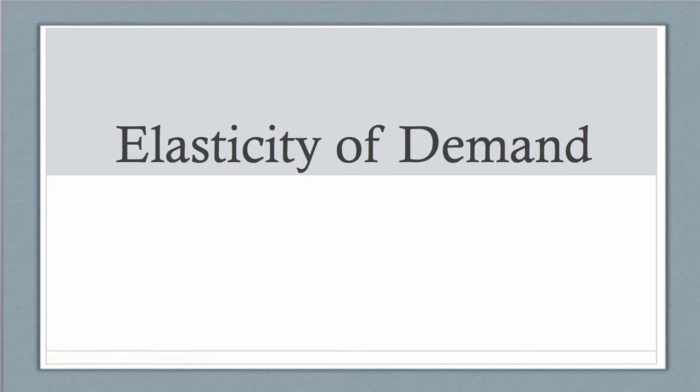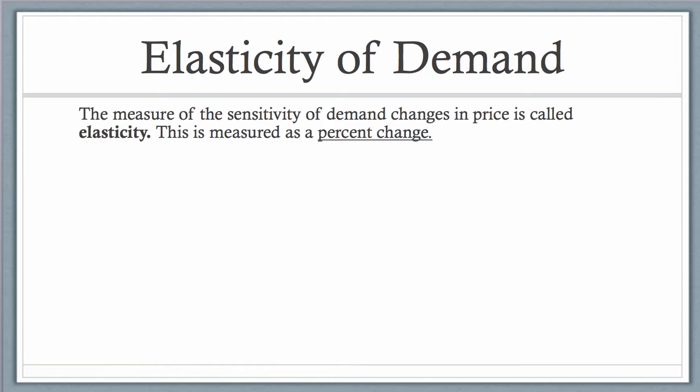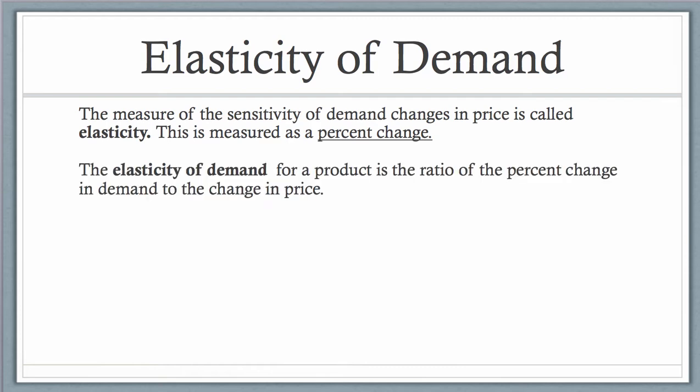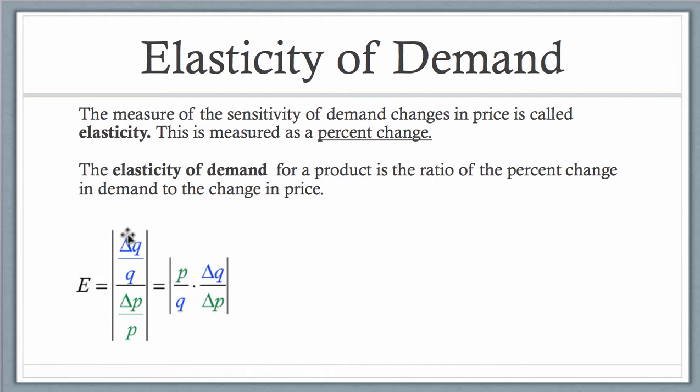In this lesson, we're going to talk about the elasticity of demand. The measure of the sensitivity of demand changes in price is called elasticity, and it's measured as a percent change. The elasticity of demand for a product is the ratio of the percent change in demand to the change in the price. So the elasticity is equal to the absolute value of the change in demand divided by the original demand over the change in price divided by the original price.